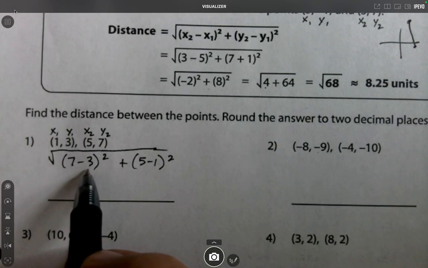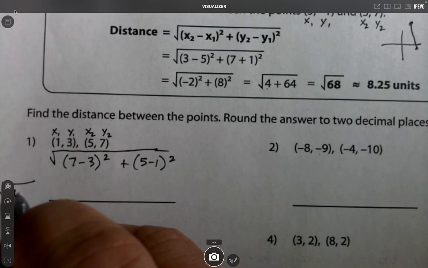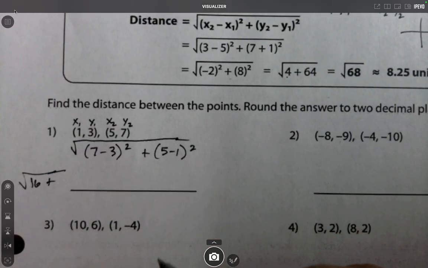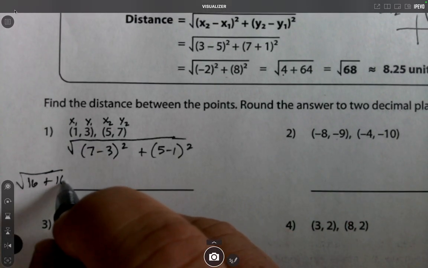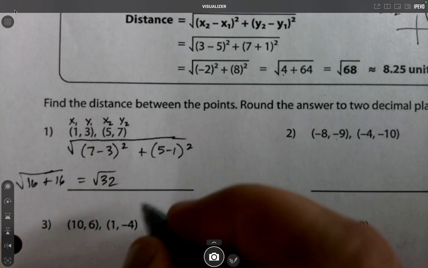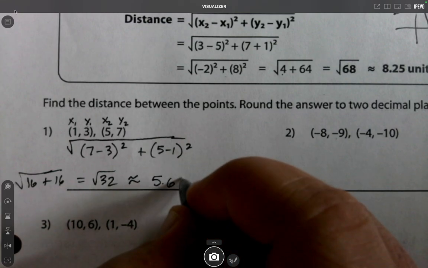So 7 minus 3 is 4. 4 squared is 16. 5 minus 1 is also 4. 4 squared is 16. So we get the square root of 32. And when you plug that in the calculator, it is approximately 5.66.